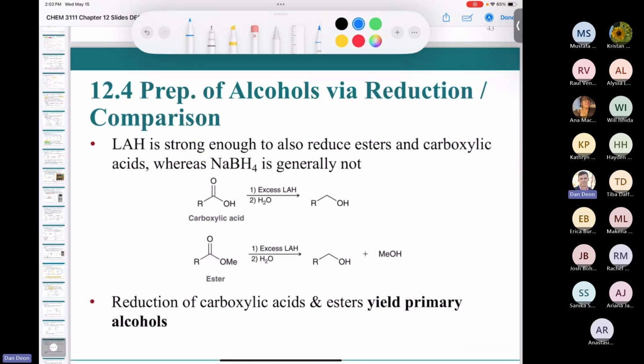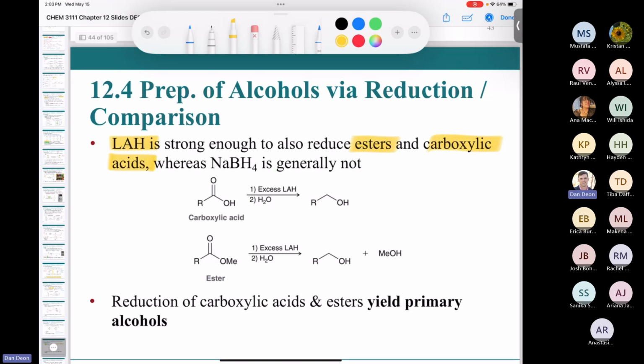Another thing I told you is that lithium aluminum hydride is very powerful. It is a very strong reducing agent. So I said it can reduce aldehydes and ketones, but I said LAH can also reduce esters and carboxylic acids, okay? Whereas sodium borohydride can't reduce a carboxylic acid and an ester.